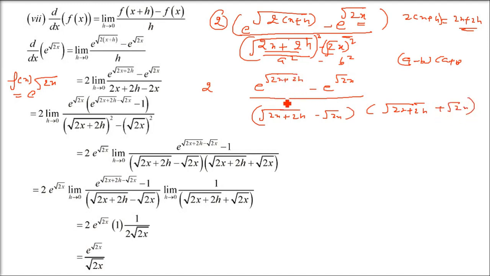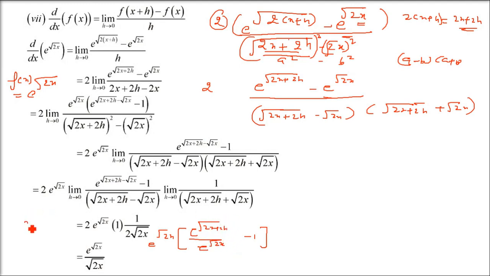Now we'll deal with the numerator in such a way that we get under root 2x plus 2h minus under root 2x. How do we do this? We can take e raised to under root 2x outside, as I suggested earlier. So this will be 1, because you have already taken it out. What will this be? E raised to under root 2x plus 2h divided by e raised to under root 2x, because we have taken this constant common.